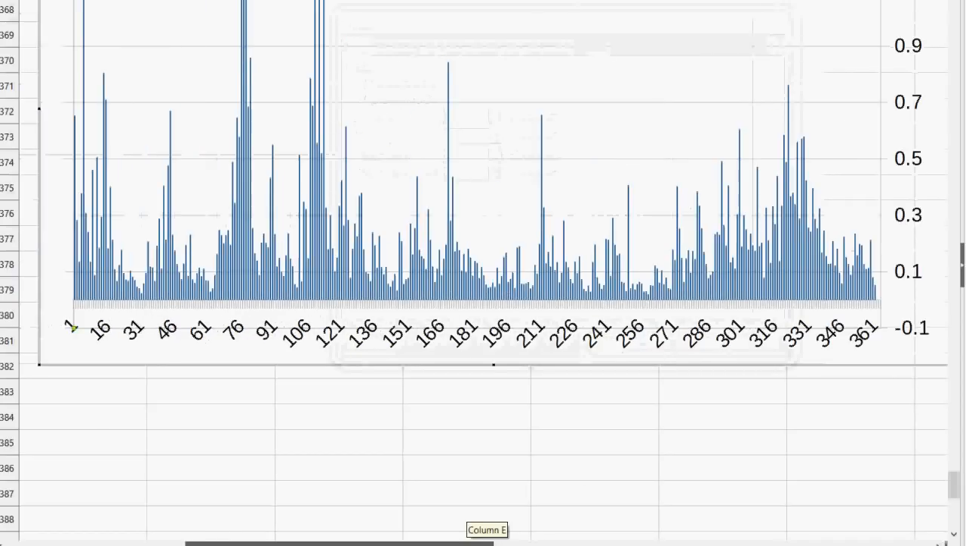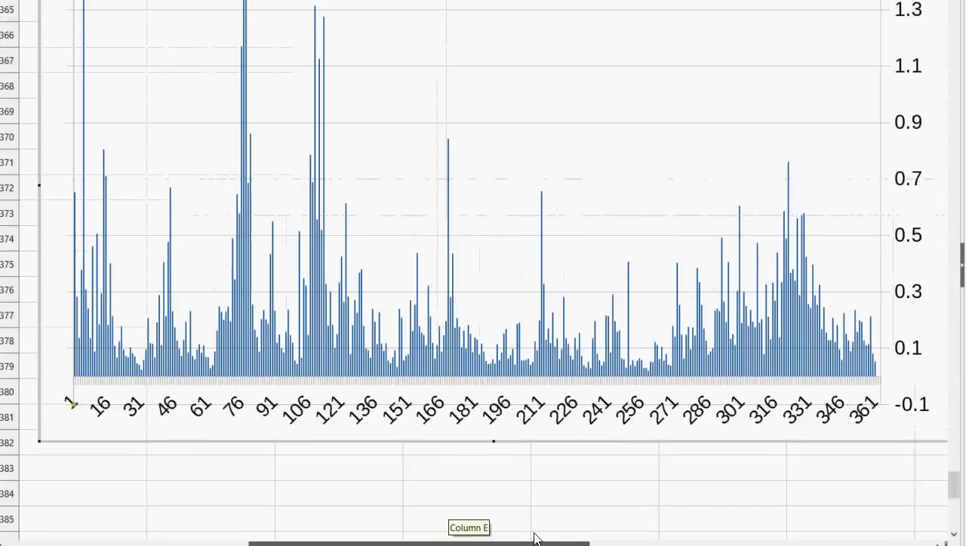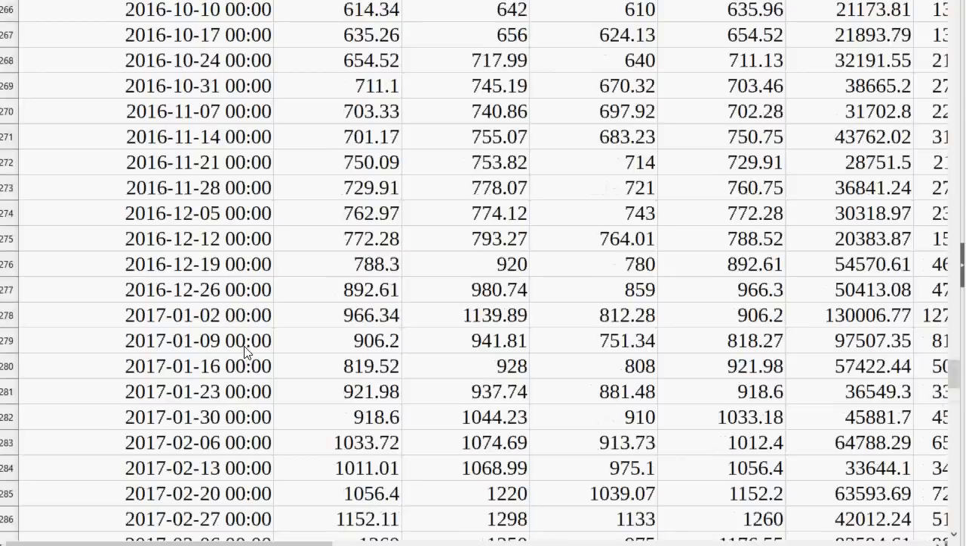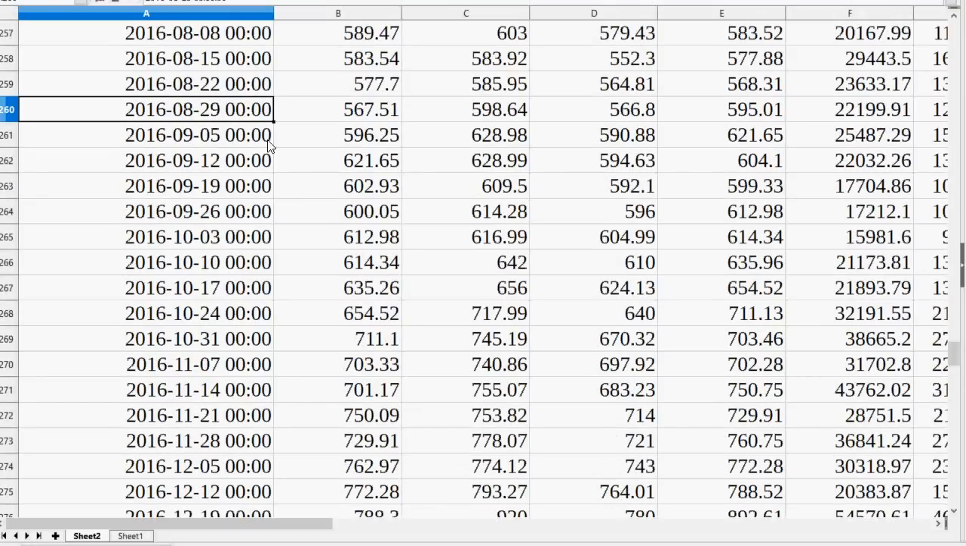And that will give us a general view here of the volatility. So it pretty much started to get going at around row number 260, topping at 320. So let's take a look at those dates. So it got going August of last year.